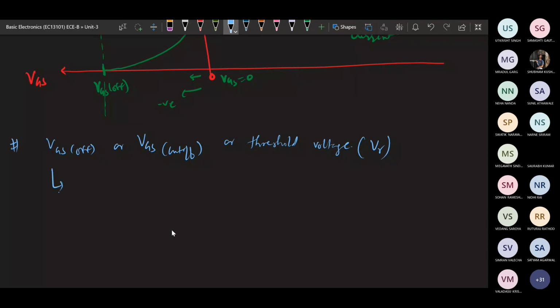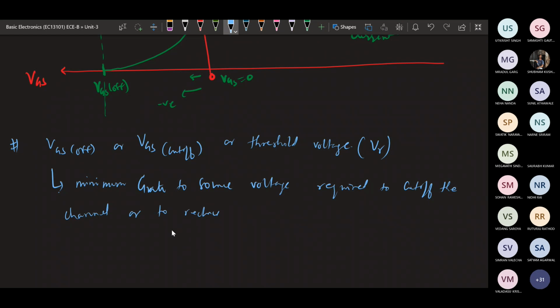It is the minimum gate to source voltage required to cut off the channel, or to reduce the drain current to zero, is called the VGS off.